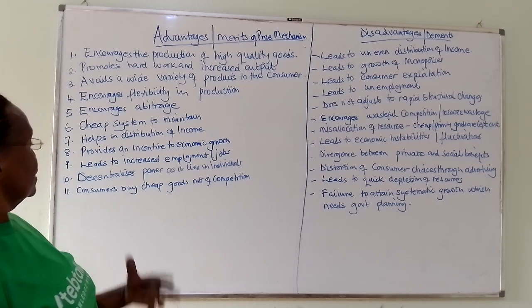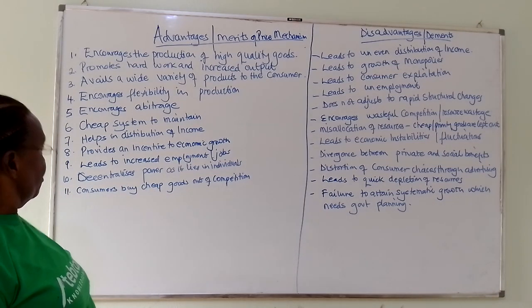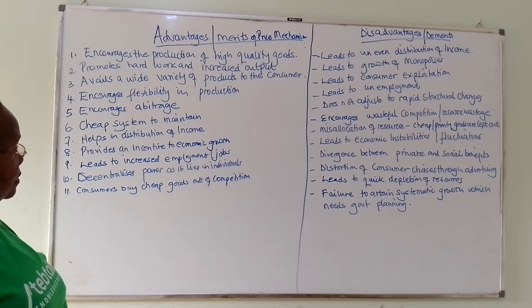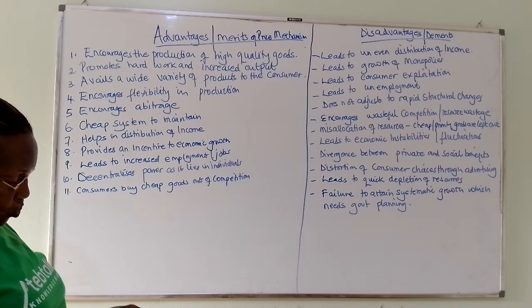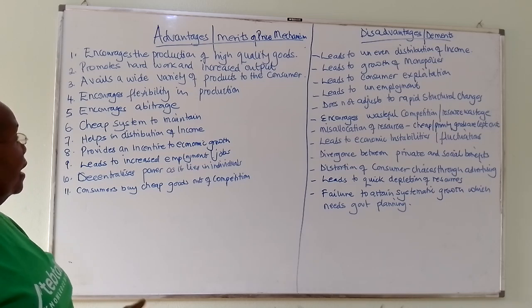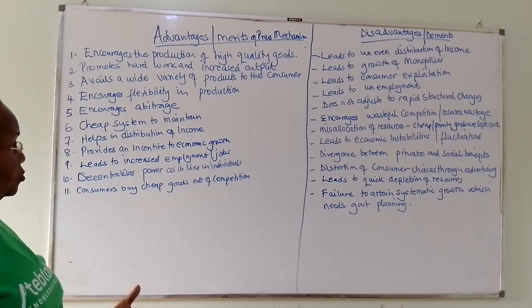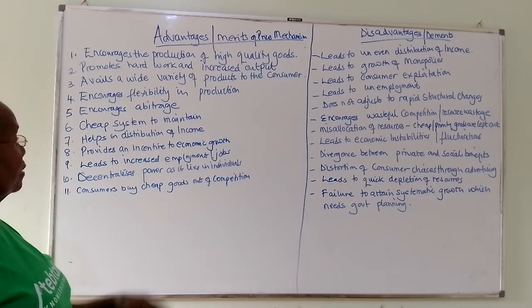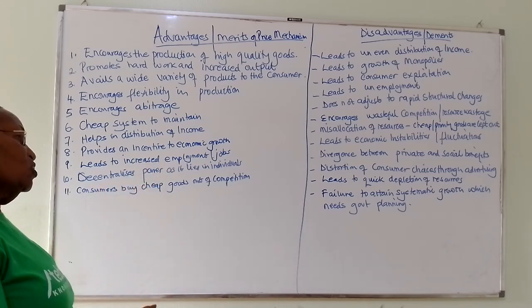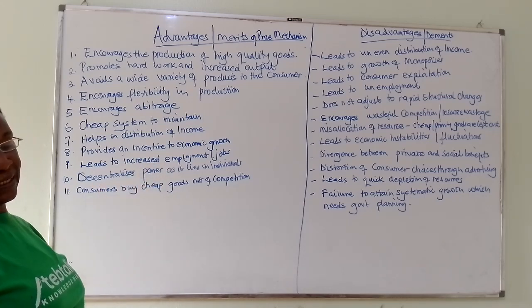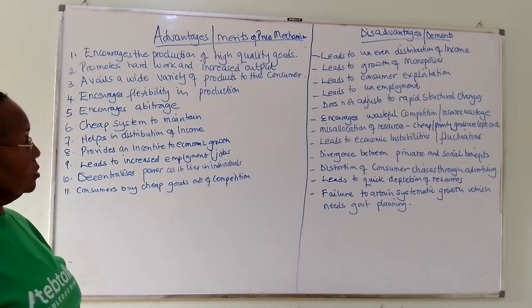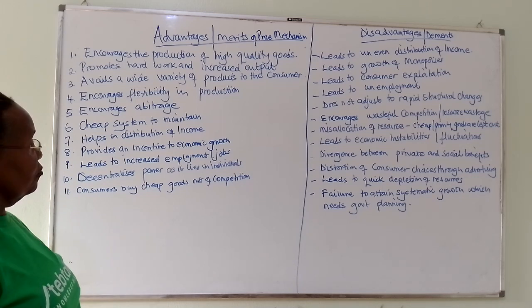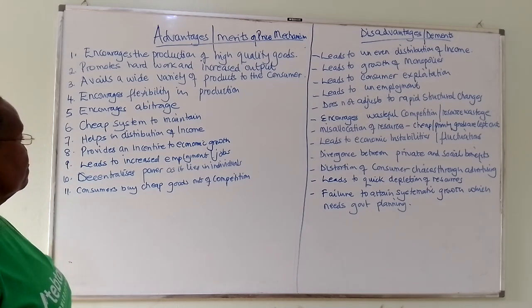It has been observed that it is a cheap system to operate. It helps in the distribution of income. We have already seen that income goes to those whose resources and goods command higher prices, and those whose resources and goods command lower prices will stay with low incomes. Hence, incomes move to those who have commodities of high prices, and less income to those with commodities which command lower prices. Hence, income is distributed in that kind of way via the price mechanism itself.